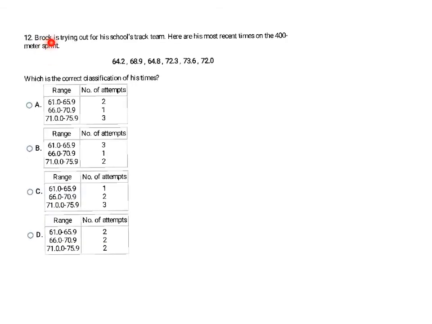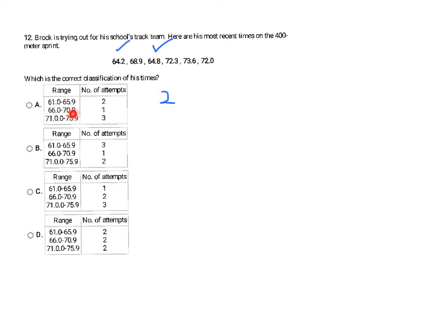So here is Brock, who is trying out for his school's track team. Here are the most recent times on the 400-meter sprint, and there's 6 numbers. What is the correct classification of his times? If I look at this part of the chart, everything's the same for all my answers. So how many numbers are between 61 and 65.9? Here's 1, and here's 1. So there's 2 in that first range.